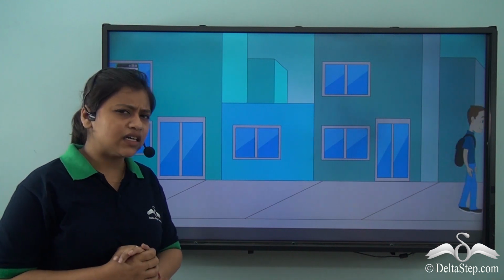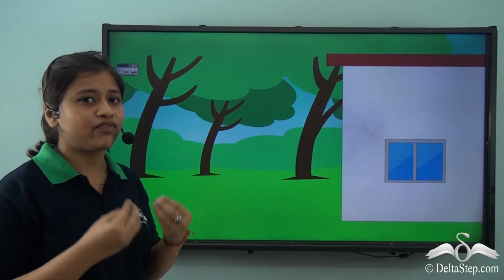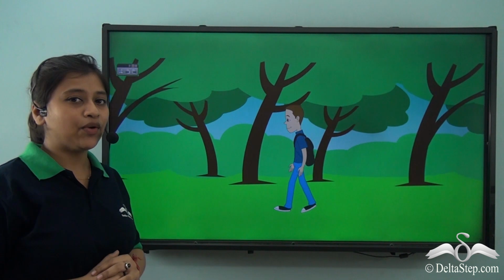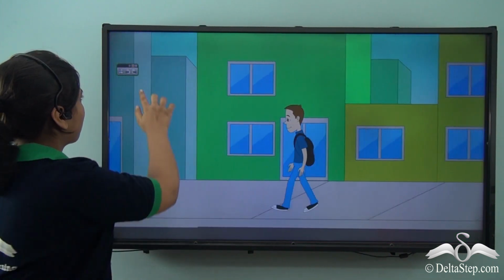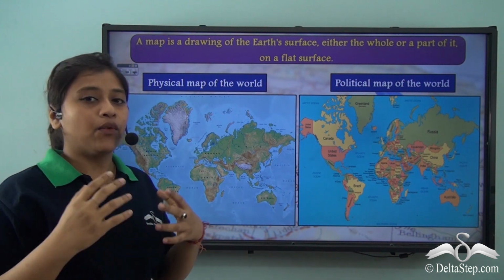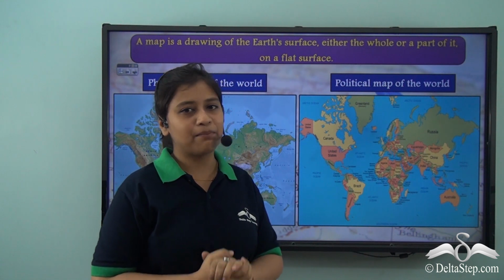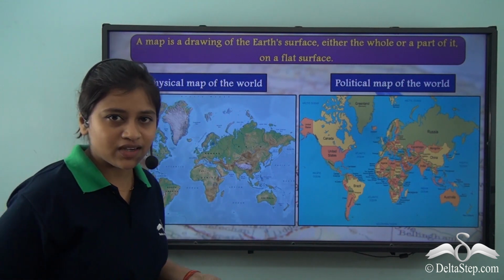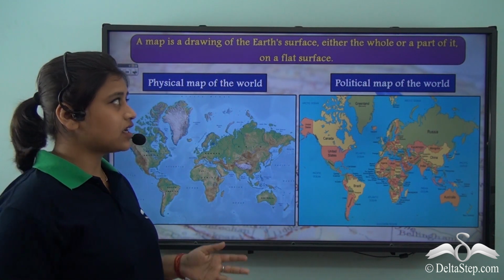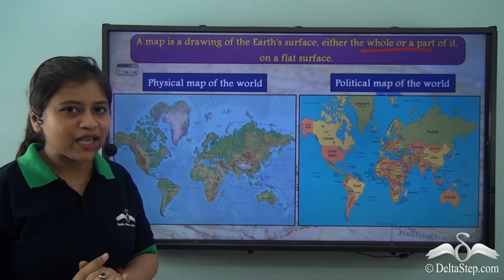Well, but in earlier times when there was no access to Google Maps or any form of digital maps, how did people travel? For that, we have maps on paper. Now, what do you mean by that? Well, when we draw the earth on a flat piece of paper, we call it a map. Therefore, in simple words, a map is a representation of the earth's surface, a whole or a part of it on a flat piece of paper.